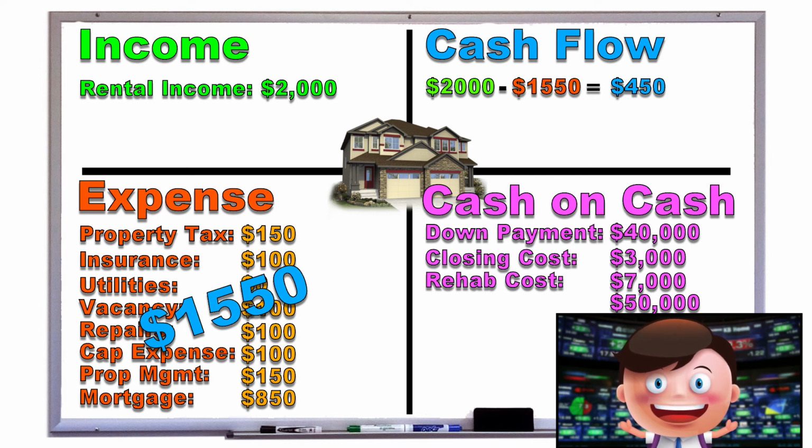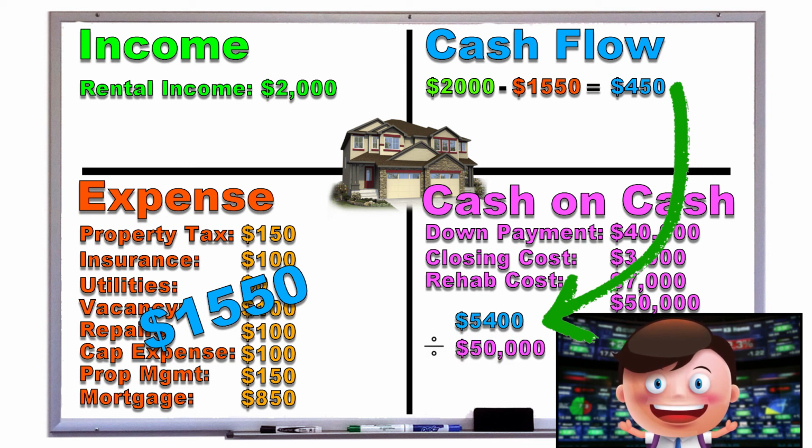The cash-on-cash calculation is using the annual cash flow, $450 times 12, which gives you $5,400 per year. Using $5,400 divided by $50,000, the initial investment amount, that gives you 10.8%. That's pretty good! Think about what other investments you can get a 10.8% return. Hopefully you get a good understanding of how to calculate the cash-on-cash return.